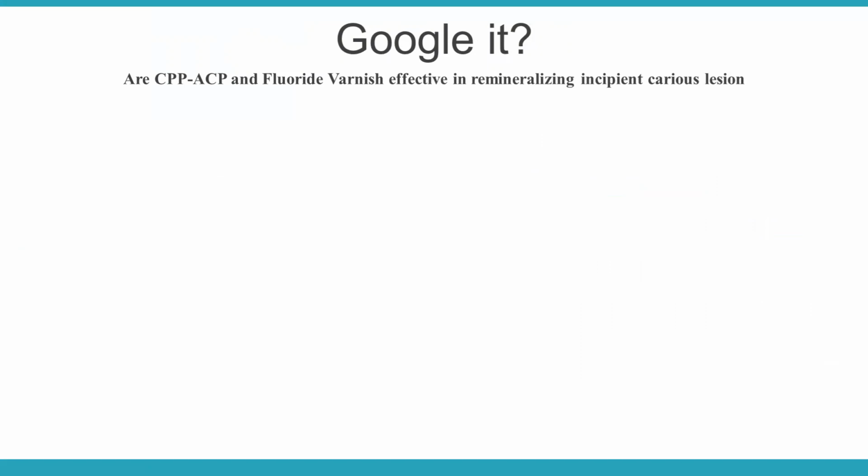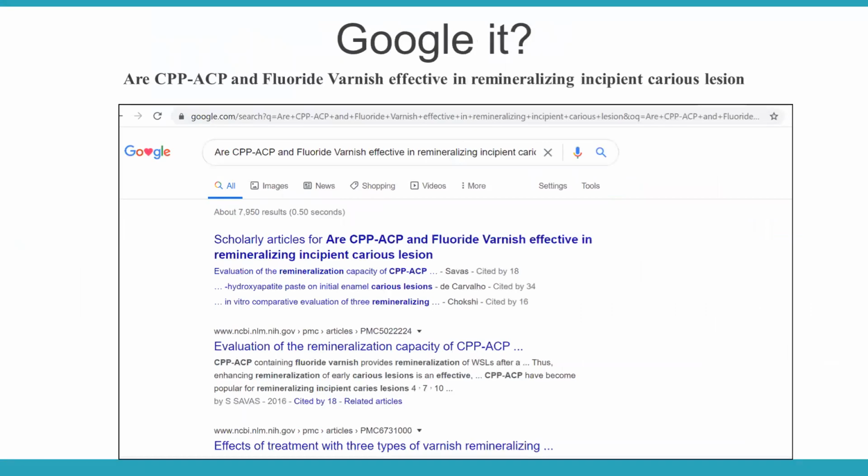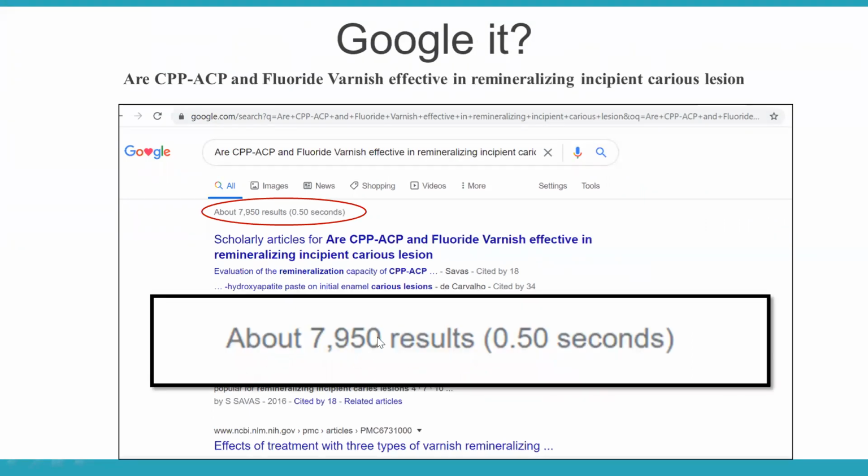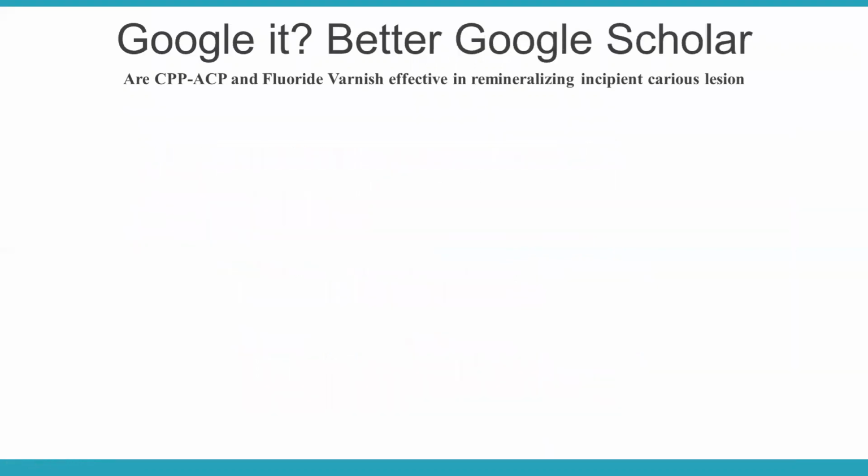So we will go with the same search question which we had formulated, and this is the outcome. So you can see here 7,950 results in just 0.50 seconds. But that is not the solution. The solution is scholarly articles for our search question. So this is where, my friends, we need to reach. We have to choose scholarly articles.